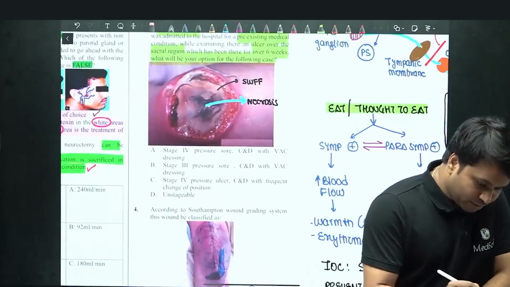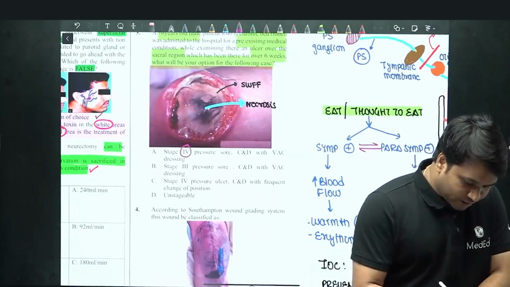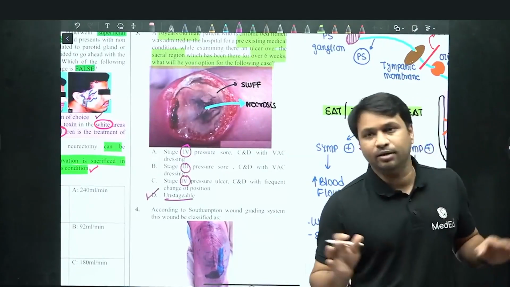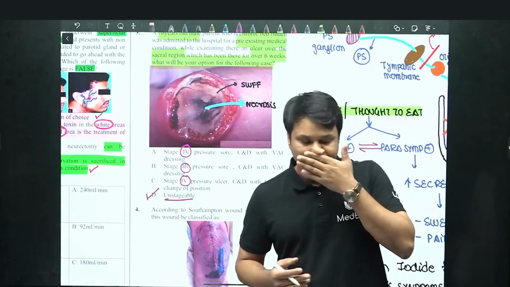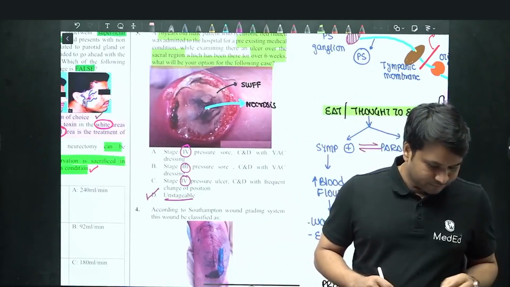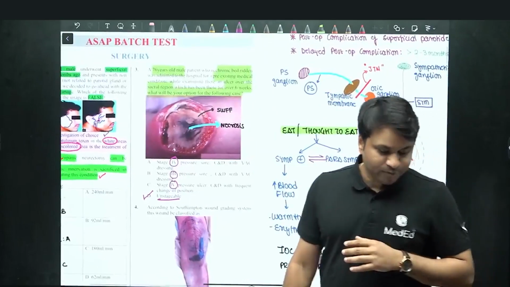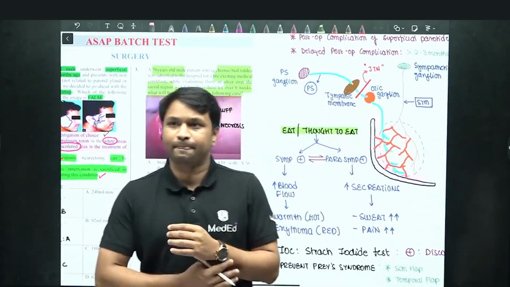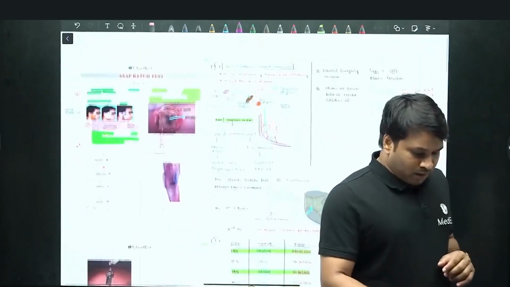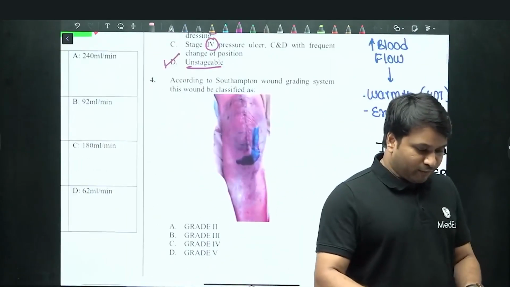For an unstageable, what will you do? The option here is not stage 3, it is not stage 4, it is unstageable. So the answer here is going to be D. As simple as that. Clear? Okay. Clear, guys? So this is with respect to question number 3. Okay, so let's talk about question number 4.